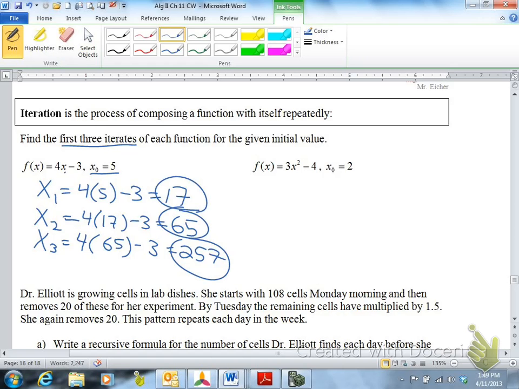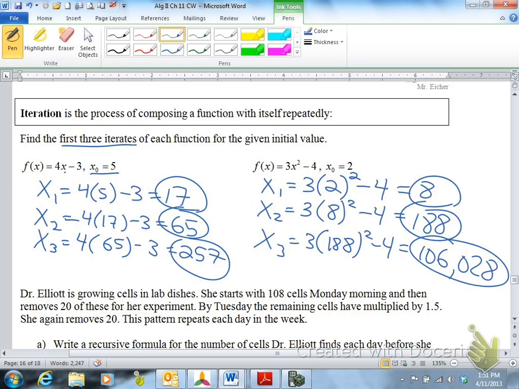And see if you could do the next one, find the first three iterates. So here the answer is 8, 188, 106, 28.